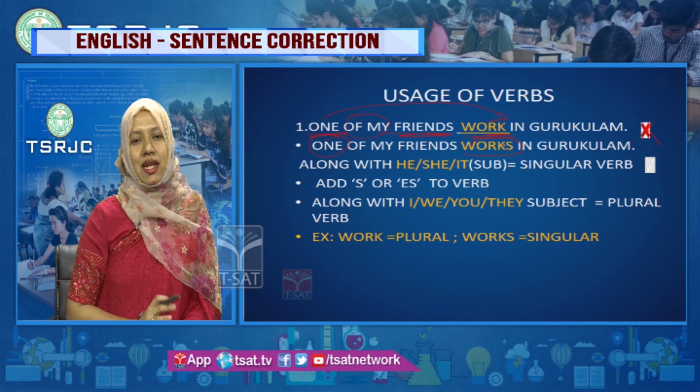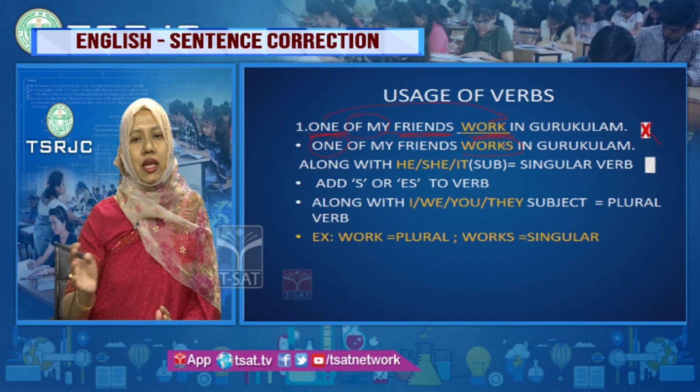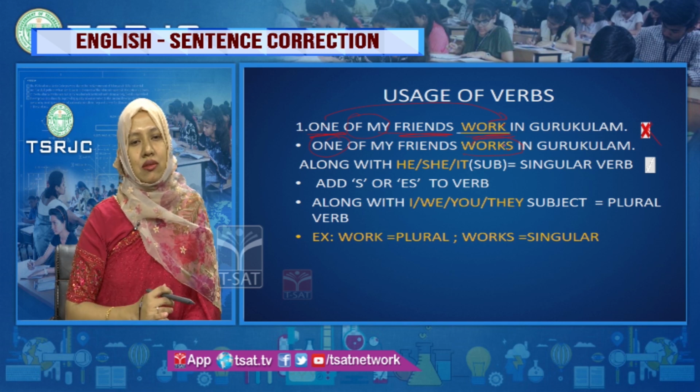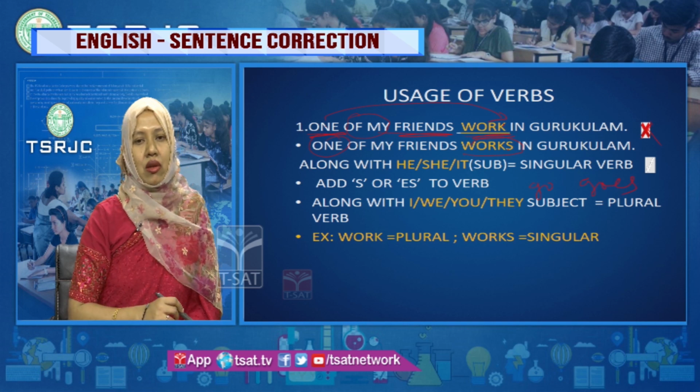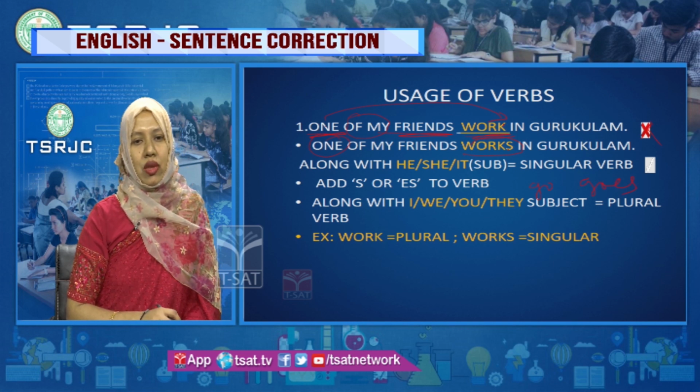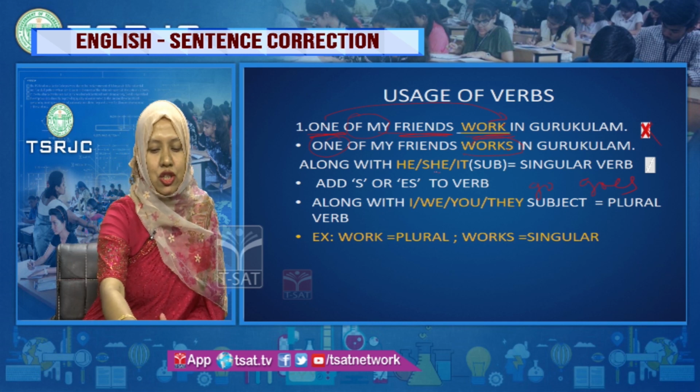Always the subjects he, she, it are followed by singular verbs, and to the verbs you add s or es, like: like, likes; work, works; receive, receives; go, goes. To go we are adding es, goes, in present tense. So, along with he, she, it we use a singular verb. Along with a plural subject we use a plural verb.